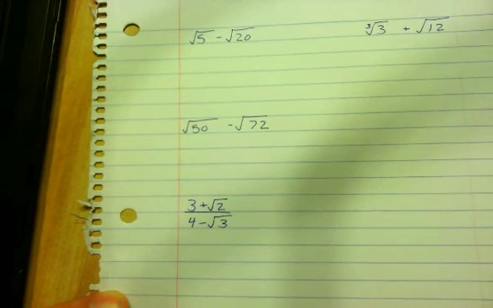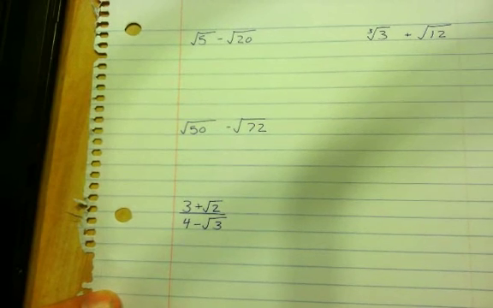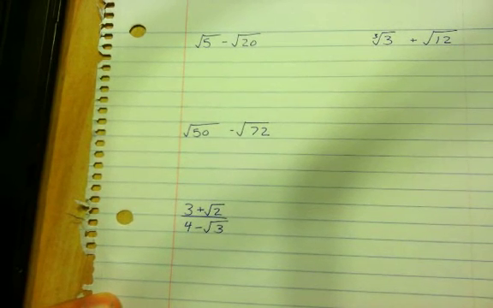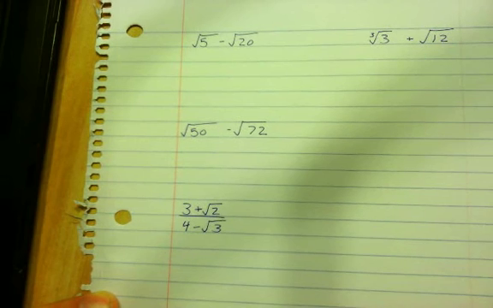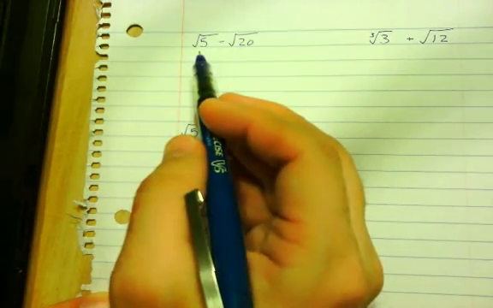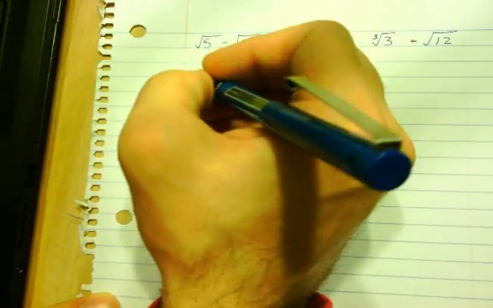Okay, so now we're going to look at some adding and subtracting radicals. Now, we need to remember that we can only add and subtract them when they are the exact same index and the exact same radicand, or number inside. These are not, but I can simplify them.